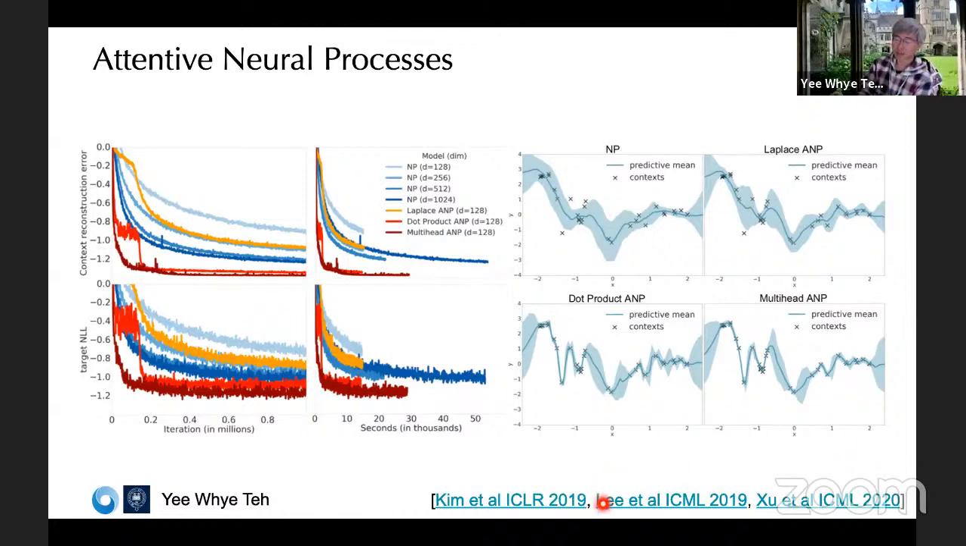And then this paper here is about set transformers, which explores this use of permutation invariance and equivariance in transformer architectures. And then the final paper here, which just appeared at ICML last week, is on meta learning using functional gradient descent, where we compose functional gradient updates in a permutation equivariant way.